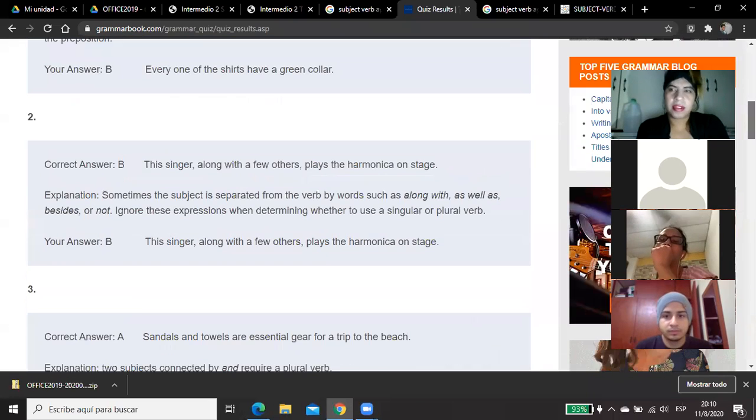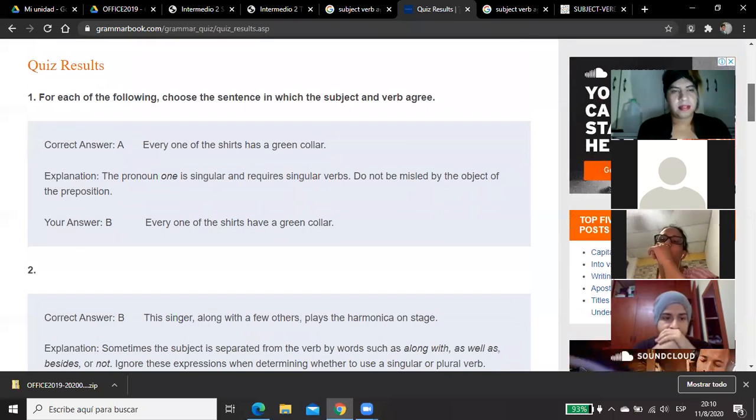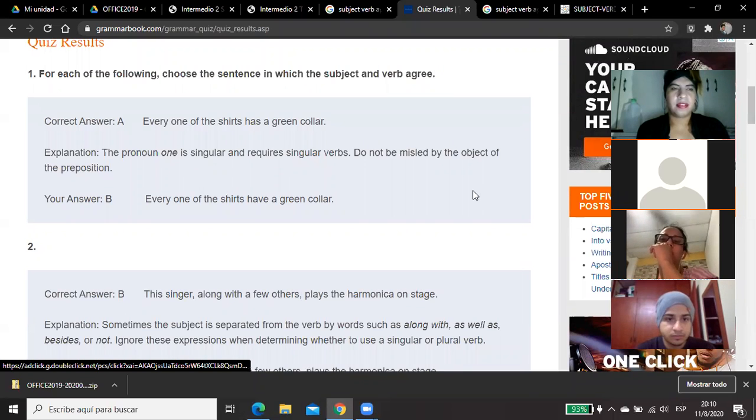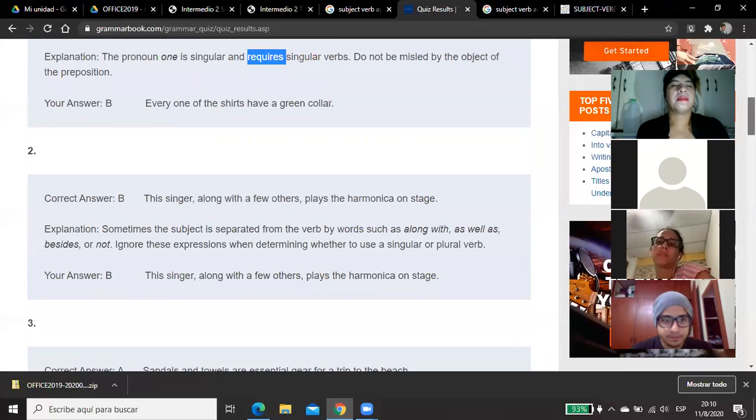All right, let's check on these rules. So number one, it goes like this. Correct answer is apparently number one. Every one of these shirts has a green color. So the correct answer is A. Okay, the pronoun one is singular, so a singular verb. Okay, good. Let's continue. Number two.